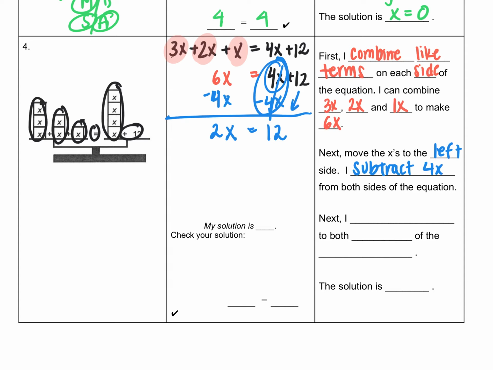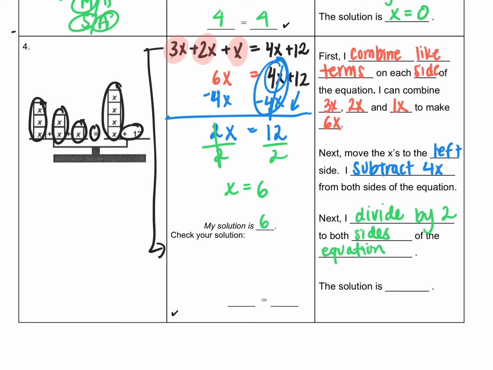Now I have 2 times x. The inverse of multiply by 2 is divide. So next, I divide by 2 to both sides of the equation. Divide by 2, divide by 2, and x is equal to 6. The next thing we're going to do now is check our solution.